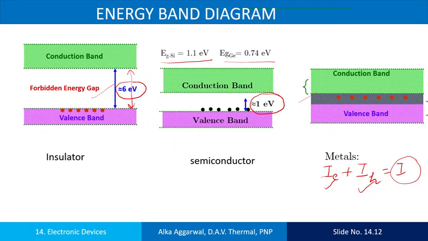But at room temperature, say at 27 degrees Celsius, that is 300 Kelvin, some of the electrons from the valence band acquire thermal energy and move to the conduction band. It causes the current. The resistivity of the semiconductor lies in between the conductors and insulators.